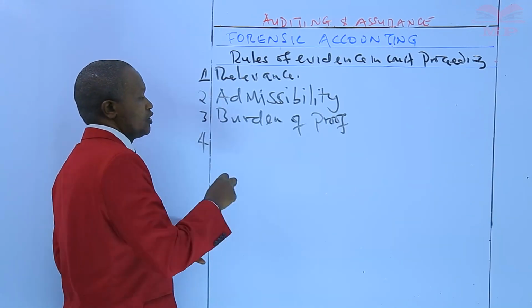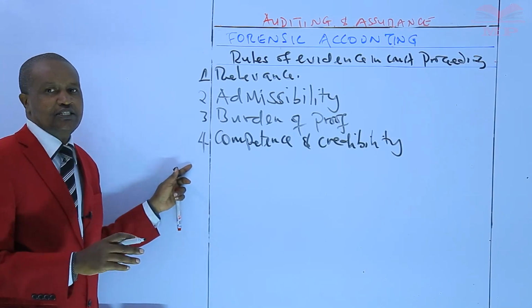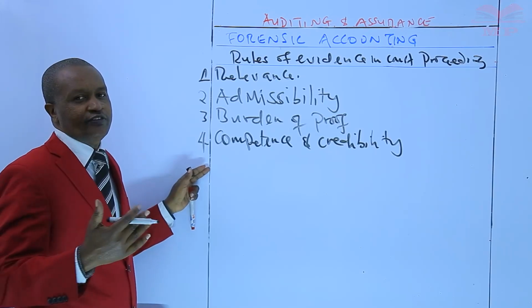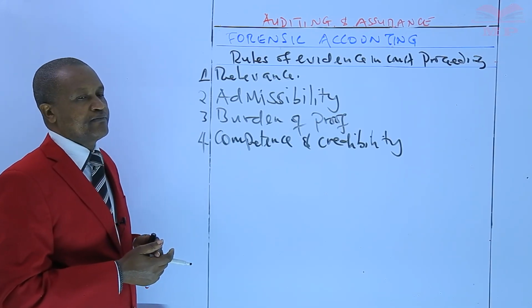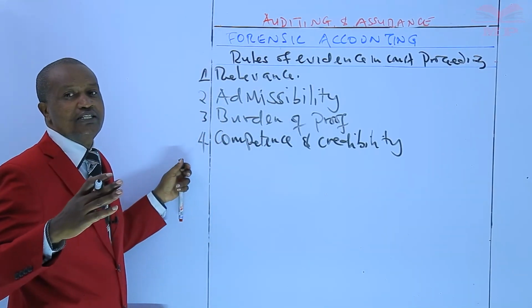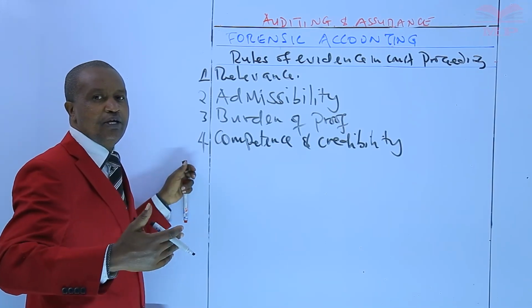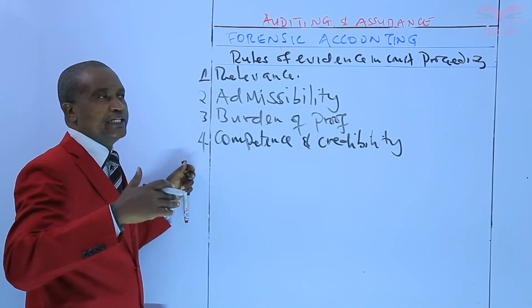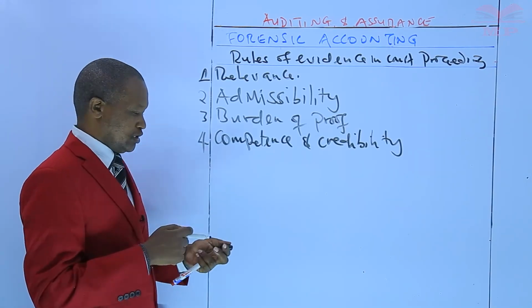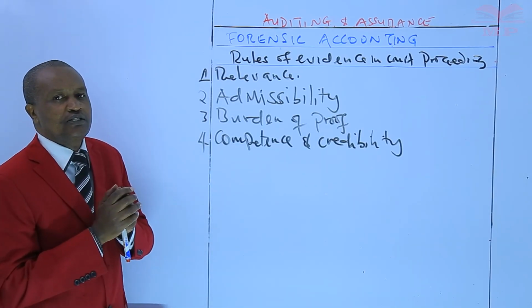4. Competence and credibility. Now here, candidates, witnesses must be competent to testify, meaning that they must have the ability to understand and answer questions. And their credibility may also be challenged through cross-examination or by presenting contradictory evidence.